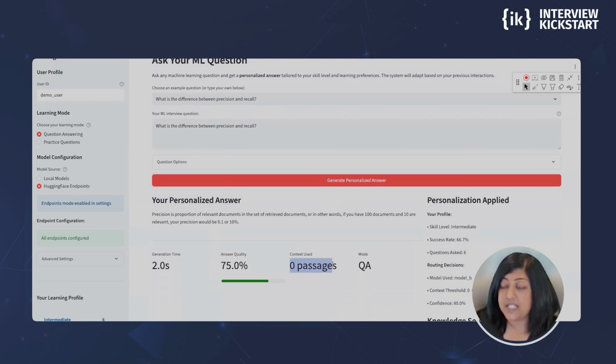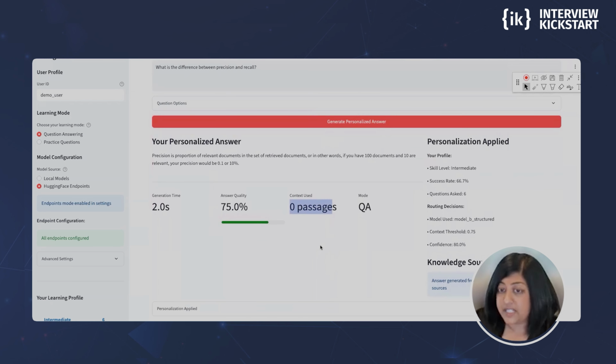This is a RAG piece. This is the context retrieval agent, right? That's coming into play. In this case, there was no context that was retrieved. The answer was generated mainly from the model's knowledge. You'll see these were the routing decisions that were made. Remember, we had the personalized routing agent that's making a decision based on the user profile, what their skill level was. So it looks like this was routed to model B with a structured prompt. And the context threshold that was chosen was about 0.75.